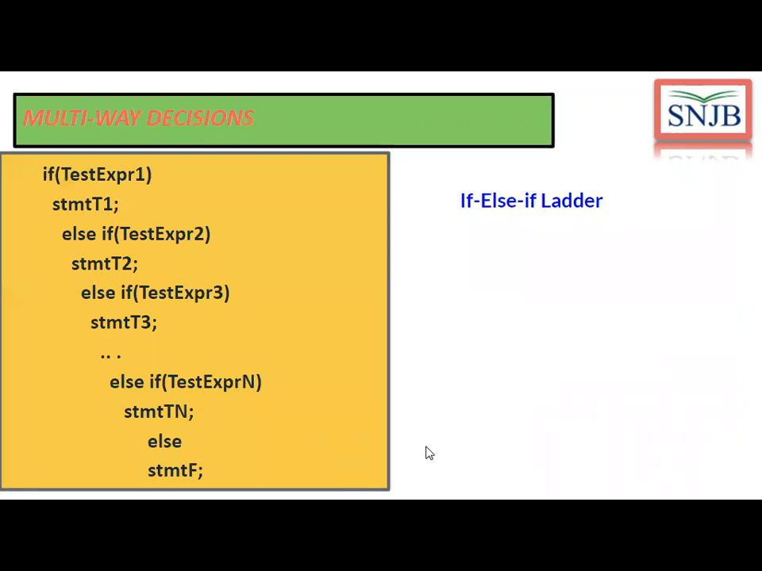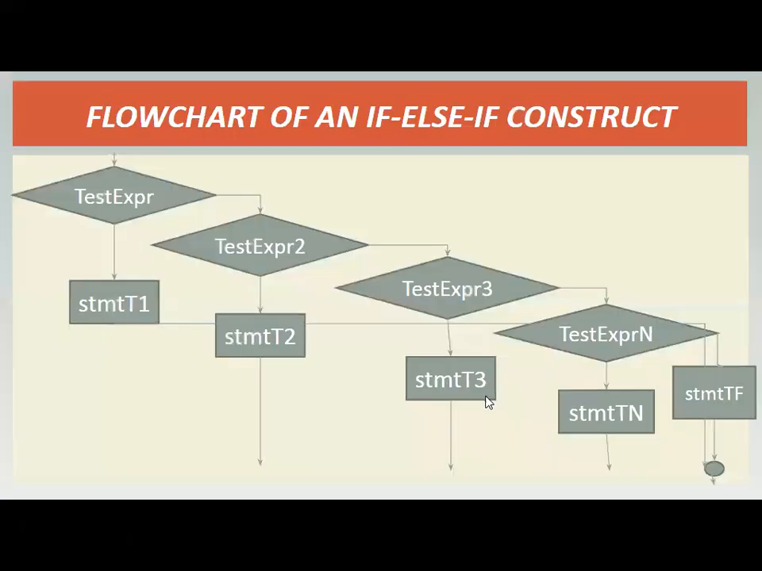Then the next, that is multi-way decisions. Now multi-way decisions can be done with the help of if, else, if ladder. Now here, why is it called an if, else, if ladder? Now here, if condition becomes true, statement T1 will be executed. Then else, if it will check for the second condition. If the second condition becomes true, statement T2 will be executed. Else, again, if we want to check the third condition and that condition becomes true, statement T3 will be executed. And likewise, we can give n number of conditions in an if, else, if ladder. And finally, the false statement will be executed. That is called an if, else, if ladder.